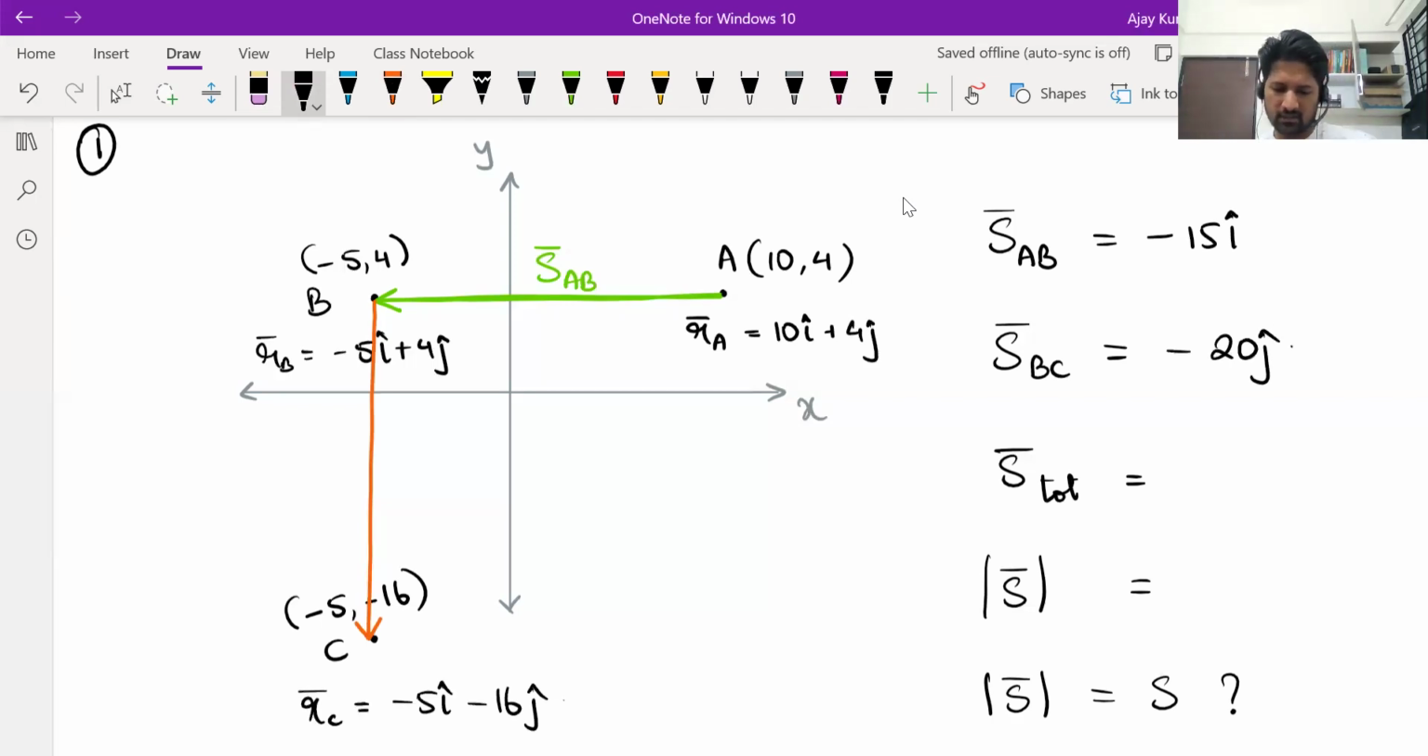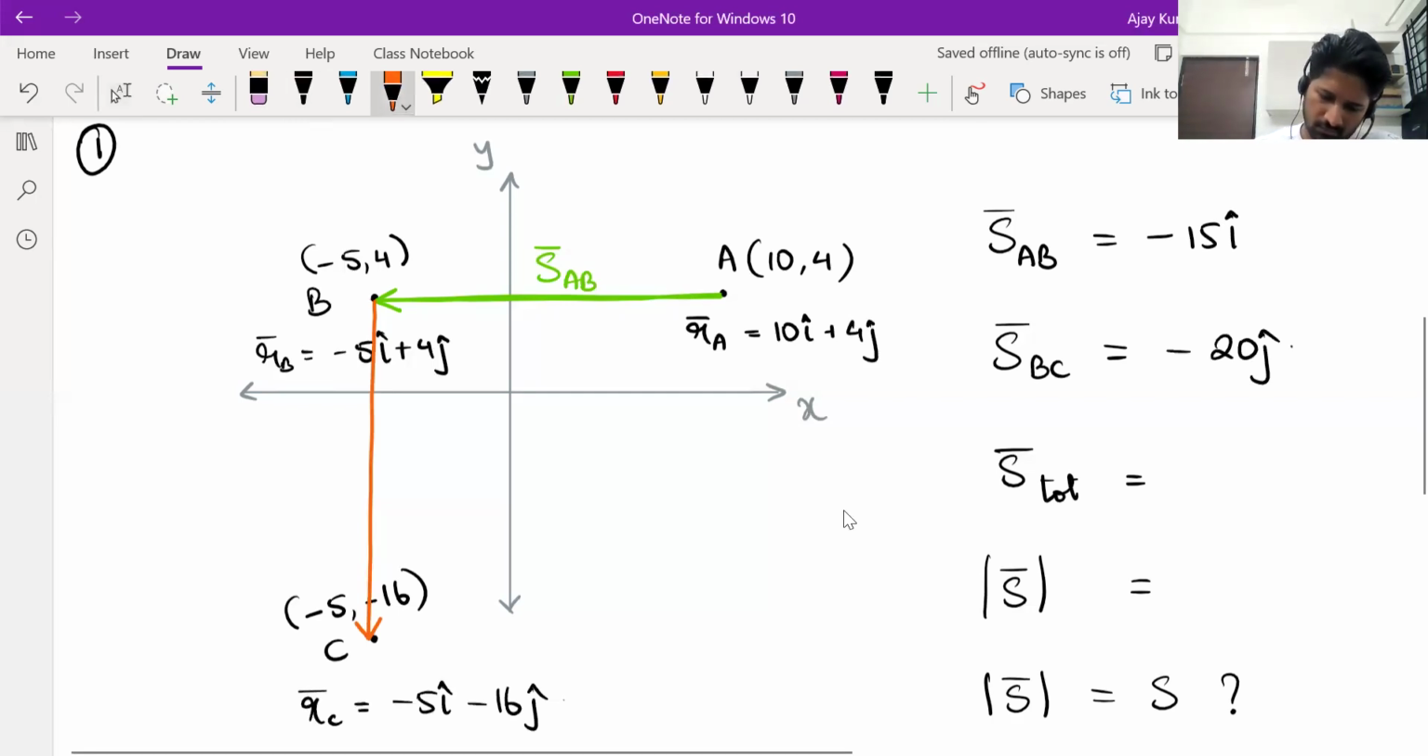Yusuf, is this clear? Any doubt in this? Any of you, if you have any questions, you can ask. The second displacement from B to C is only in the y direction. It doesn't have any x component at all. That's why we got the answer as minus 20 j cap.